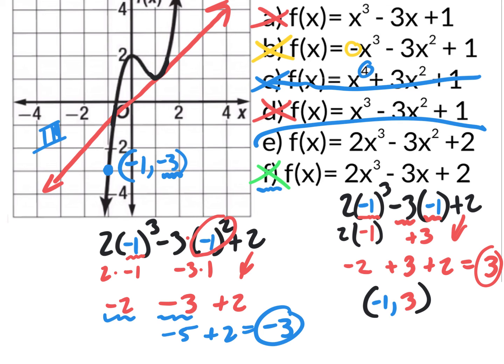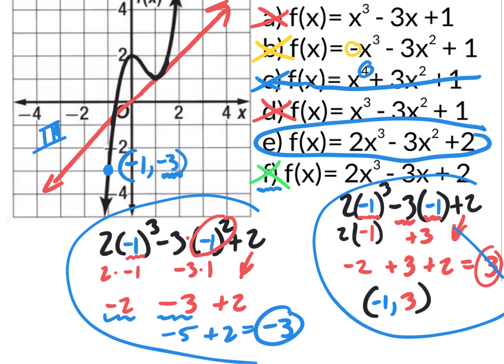So option E works. Of course, if you're like, man, I don't want to do all this work to determine which one's which, you could always plug them into Desmos and see which one's a correct graph.